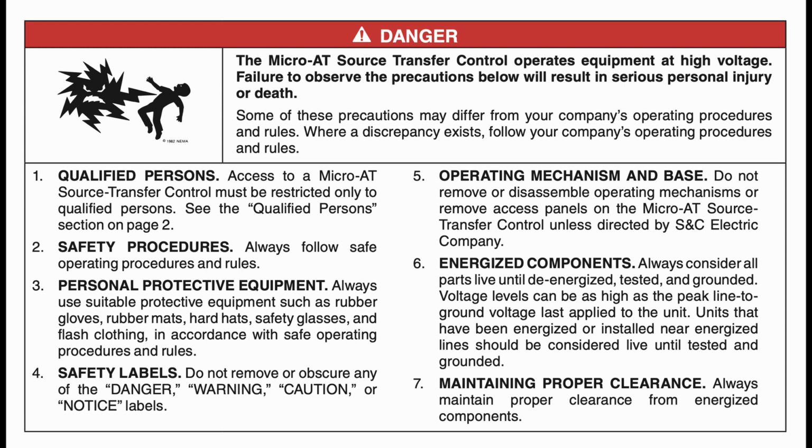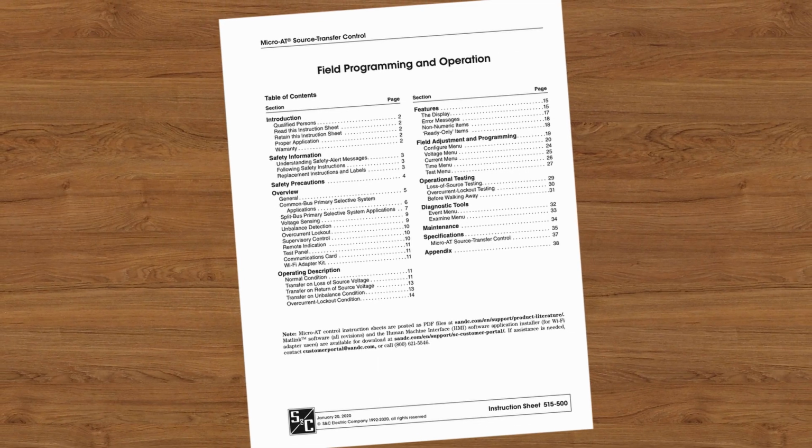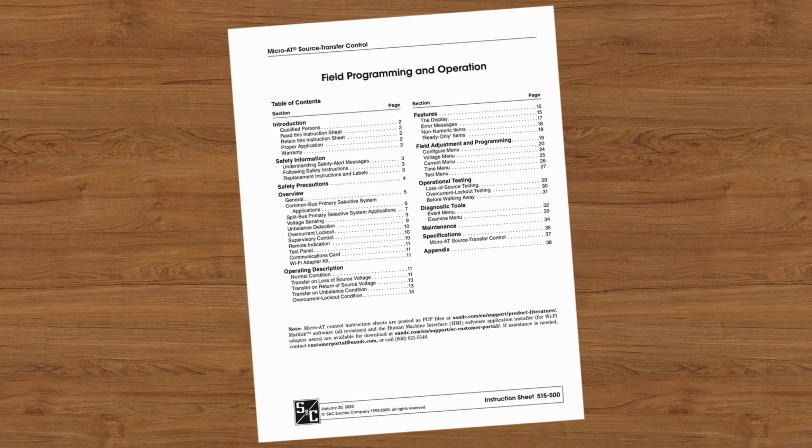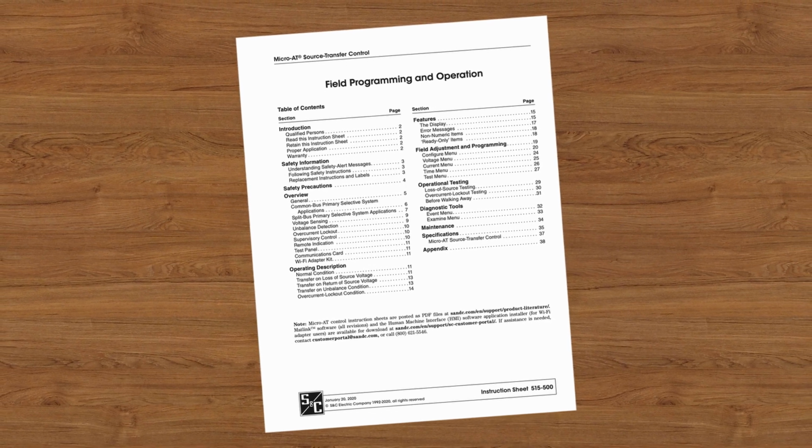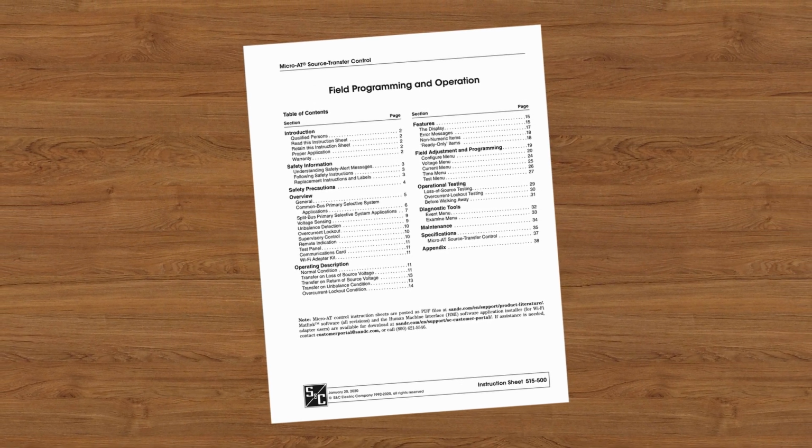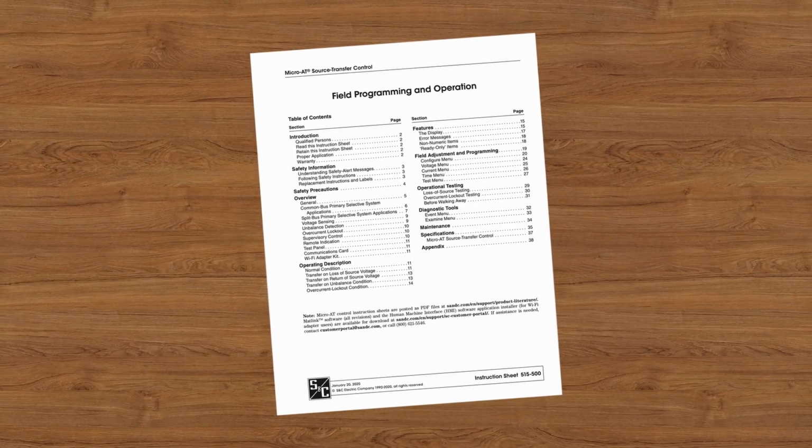The Micro-AT Source Transfer Control operates equipment at high voltage. Failure to observe the precautions below will result in serious personal injury or death. Some of these precautions may differ from your company's operating procedures and rules. Where a discrepancy exists, follow your company's operating procedures and rules. This video is intended to be used in conjunction with the written instructions that came with the control, S&C Instruction Sheet 515-500.